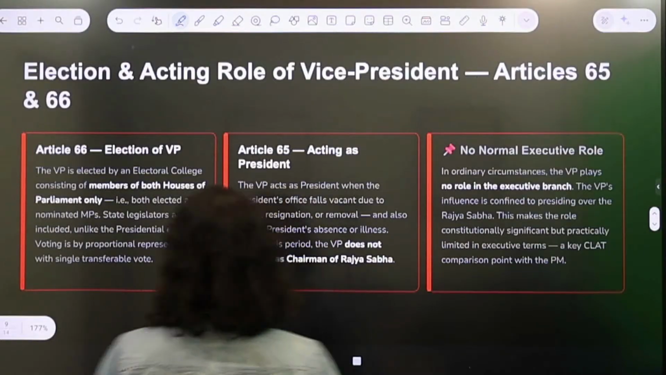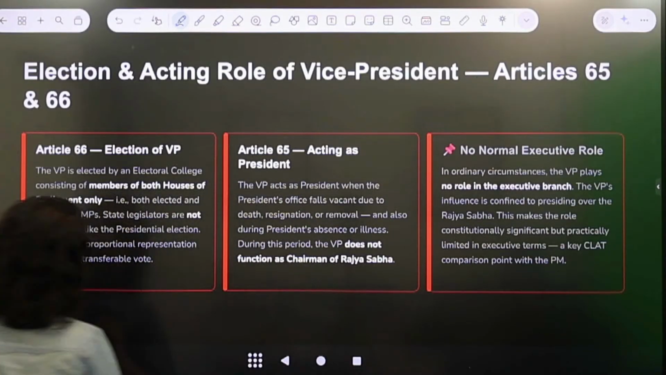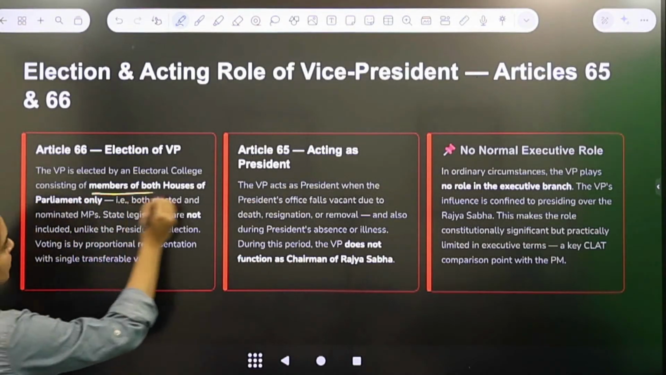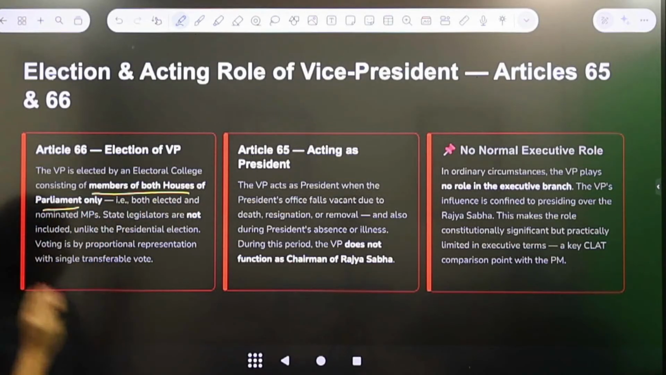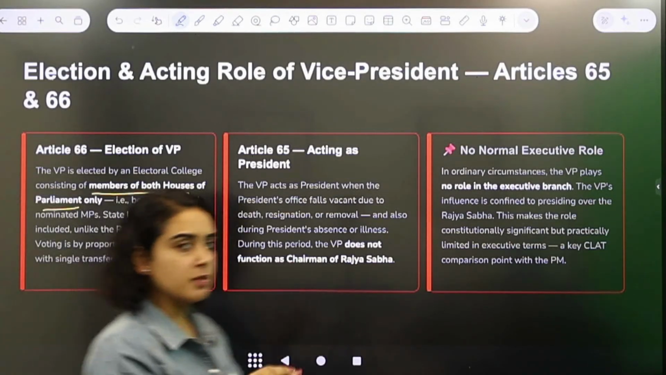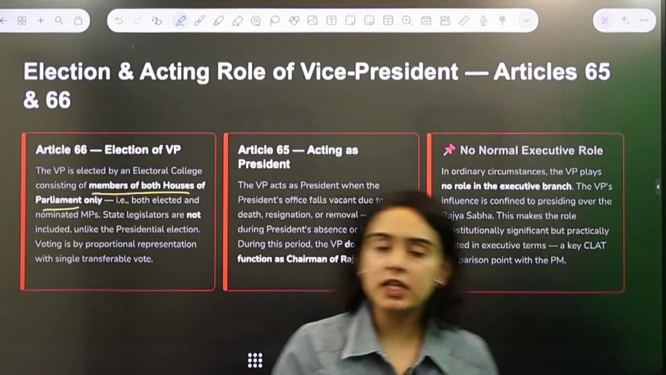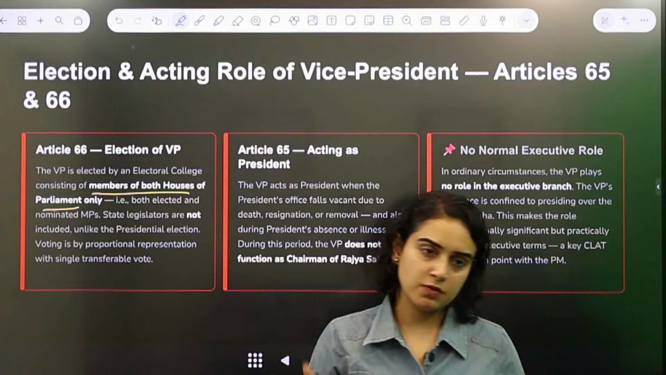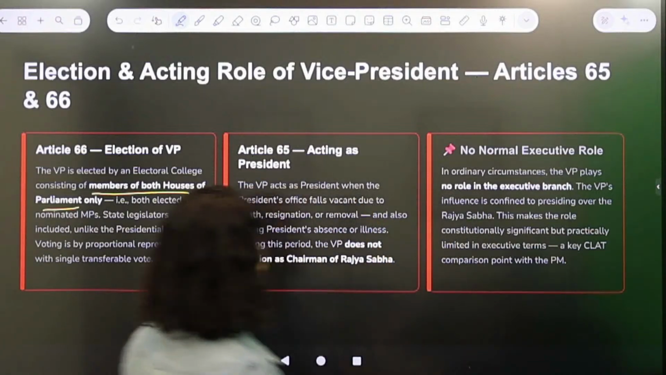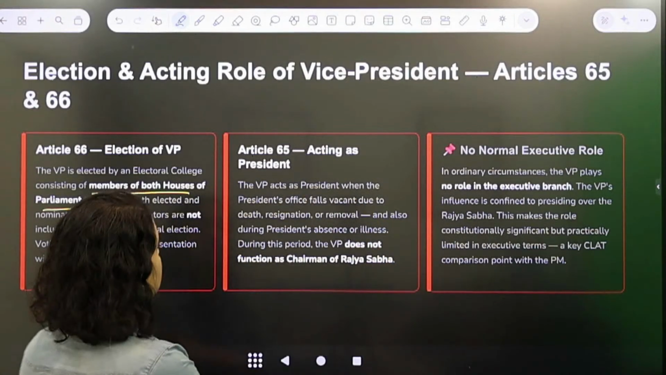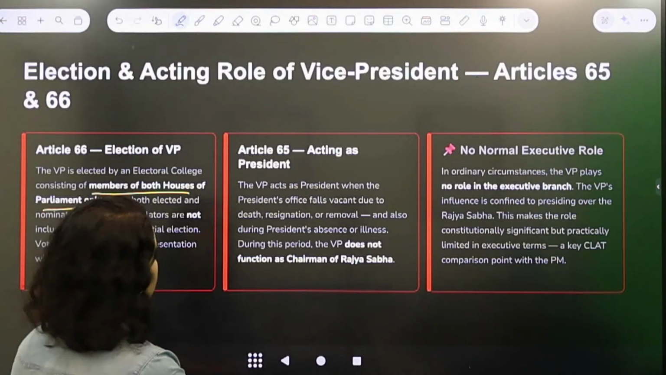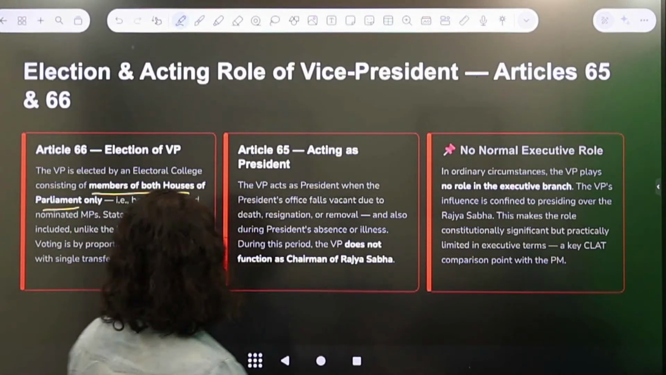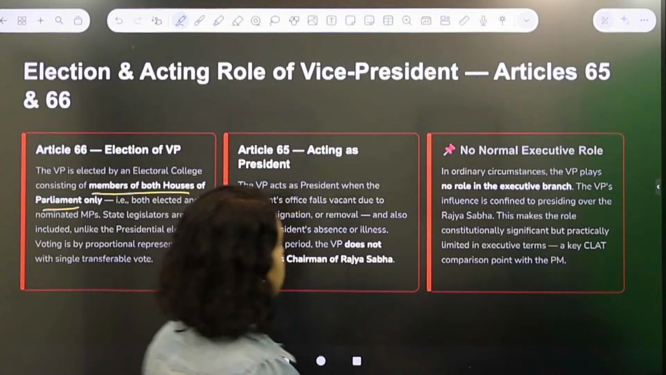Now, for the election of the vice president, only the members of both houses, Rajya Sabha and Lok Sabha, both nominated and elected, vote for it. The tenure is going to be 5 years. Yeah, he's elected for 5 years, just like the president.